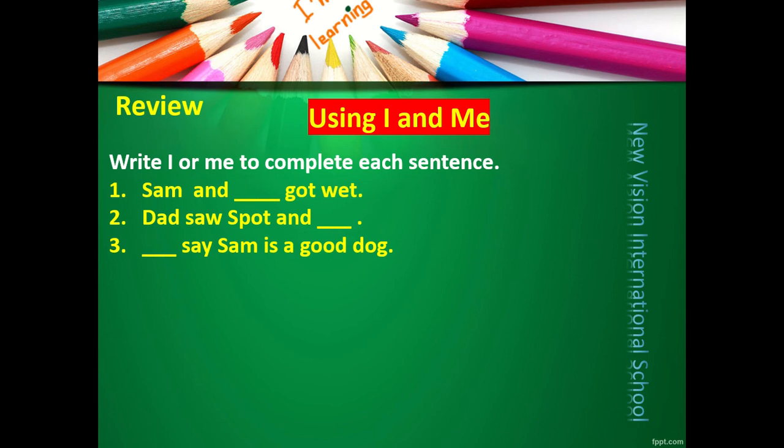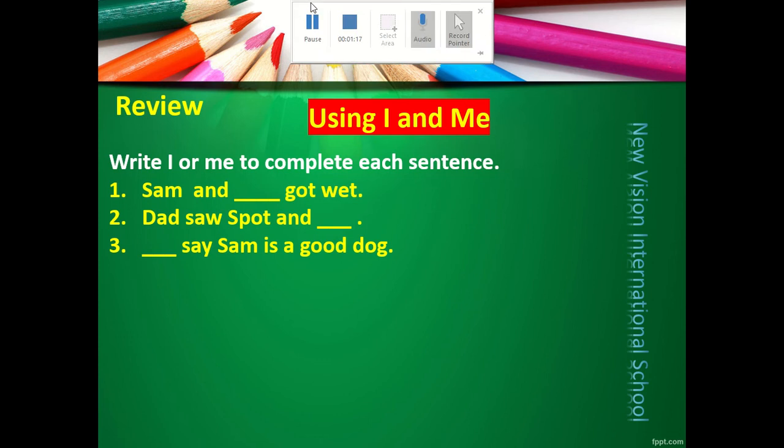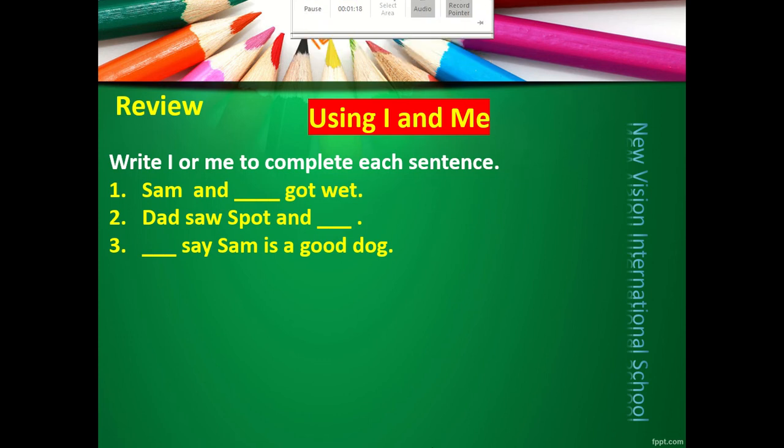Let us begin with a short review using I and me. So please get your copybook and your pencil. So here you will write I or me to complete each sentence. Is it clear? Okay, let's start with number 1.